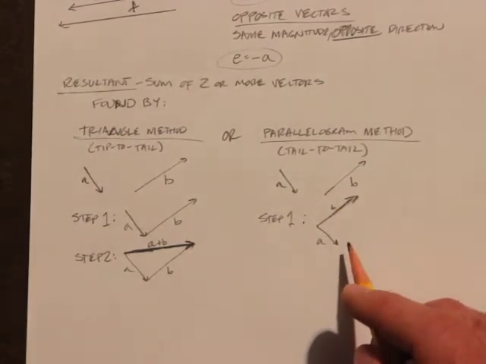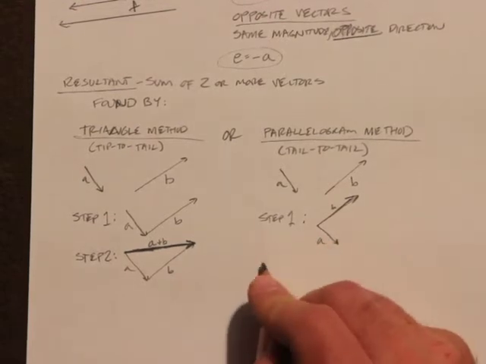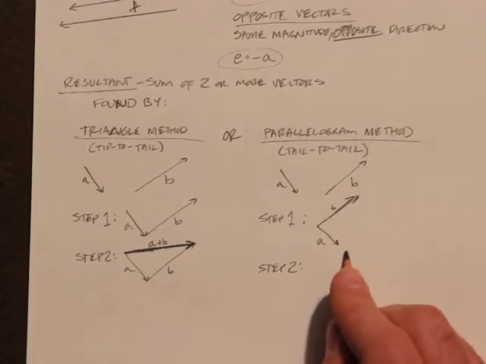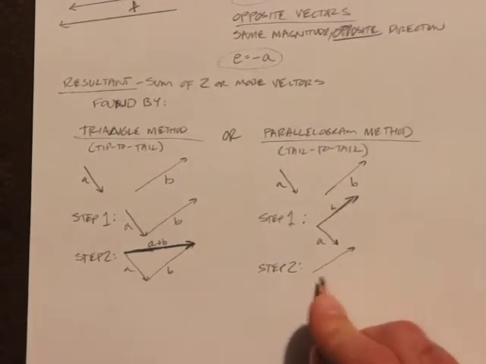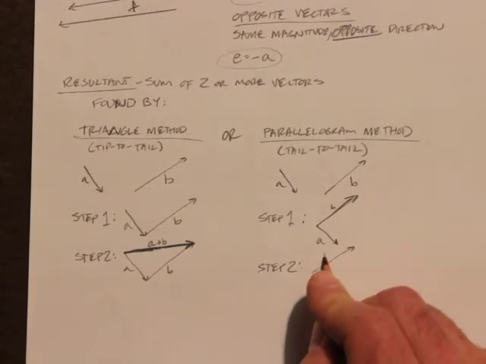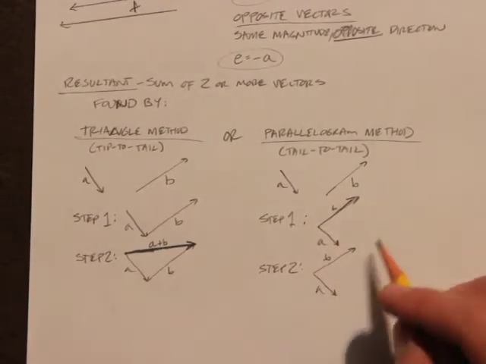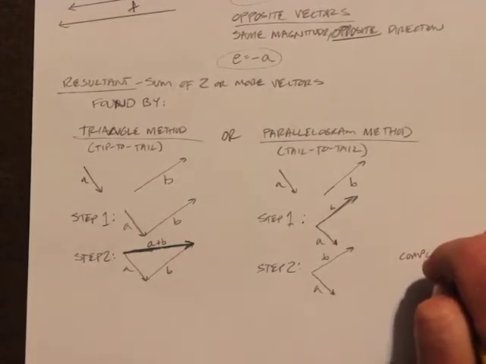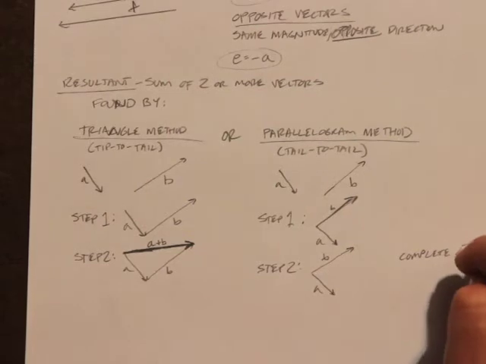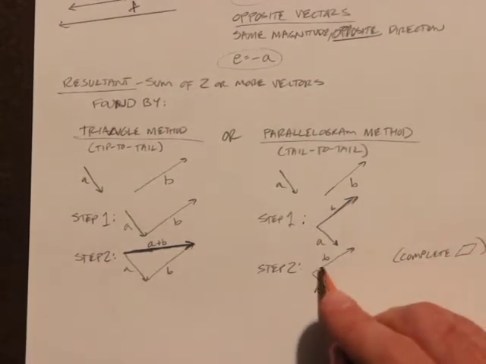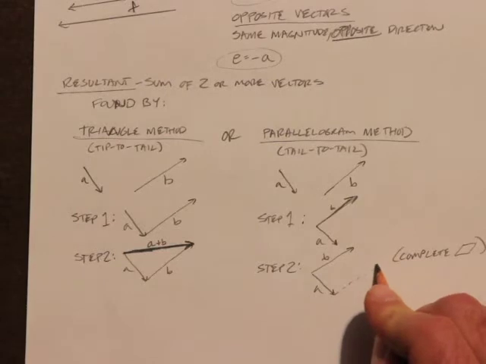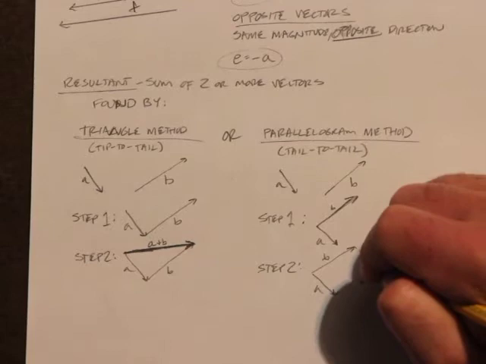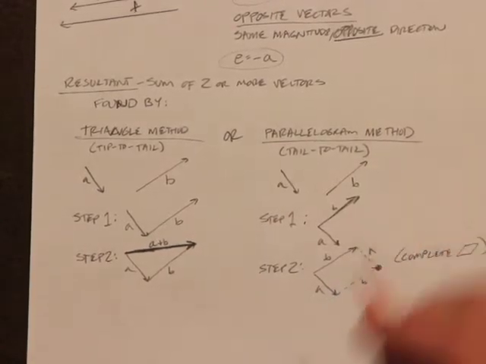And then what you do is, we do that, and then step 2, we orient them this way, and then we have to draw them again. B, A, and then we complete the parallelogram. So I just draw B again. There's B again. And I draw A again over here. And they should match right there.